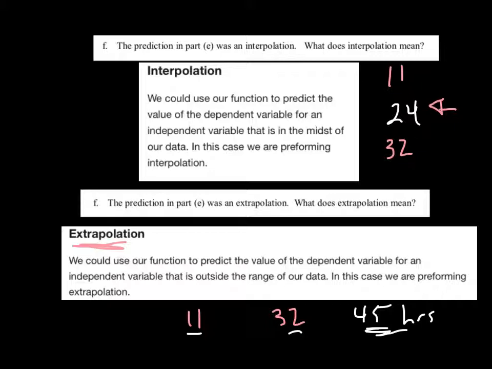Using our function to predict a value of a dependent variable for an independent variable that is outside the range of our data. So the bottom line is, when you hear the word interpolation, that's within, and when you hear the word extrapolation, that's outside. It's nice to be able to know those words. All right, and so you should be able to go through the rest of this investigation and sort of duplicate our efforts from this video. Good luck.